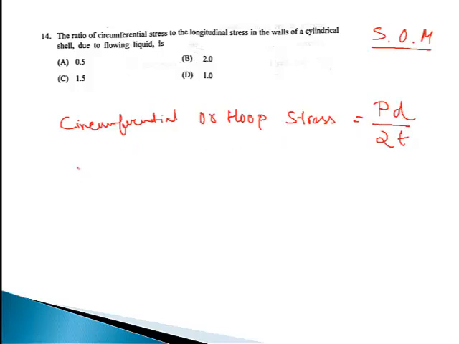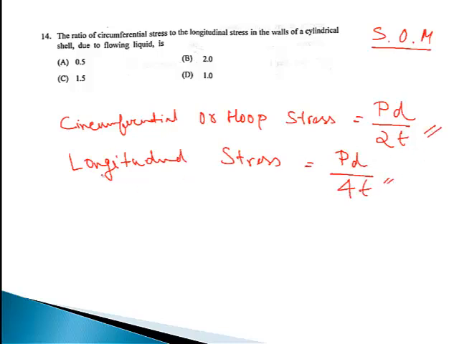Again, for the cylindrical shell, longitudinal stress is PD by 4T. These are direct formulas that have been given. So if you find the ratio, what will be the ratio? The ratio is hoop to longitudinal, that means PD by 2T divided by PD by 4T.